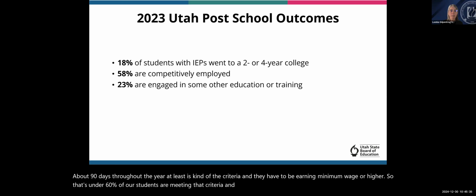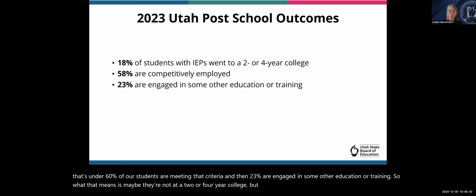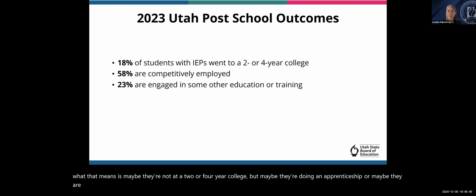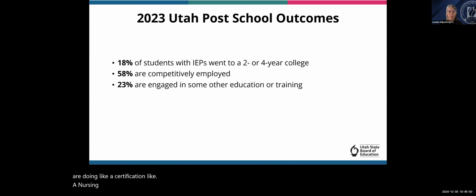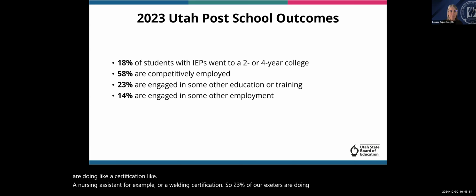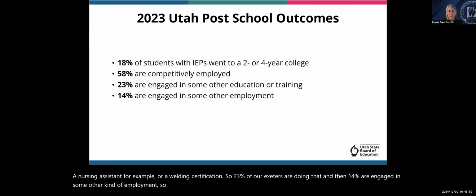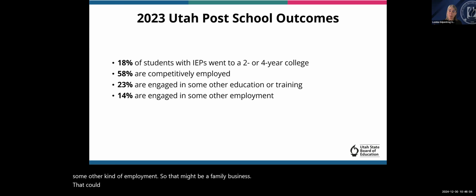And then 23% are engaged in some other education or training. That means maybe they're not at a 2 or 4 year college, but they're doing an apprenticeship, or a certification, like a nursing assistant or a welding certification. So 23% of our exiters are doing that. And then 14% are engaged in some other kind of employment. That might be a family business, or employment that isn't 20 hours a week, but maybe 10 hours a week. So that's 14% of our students.